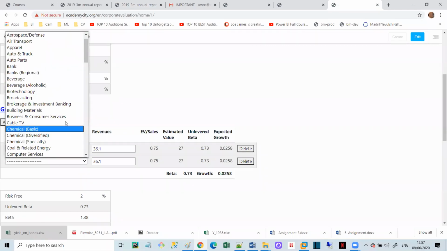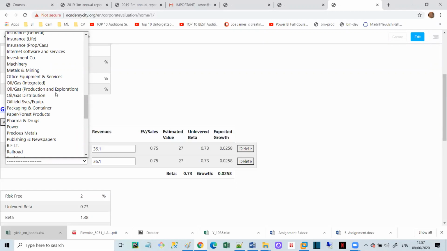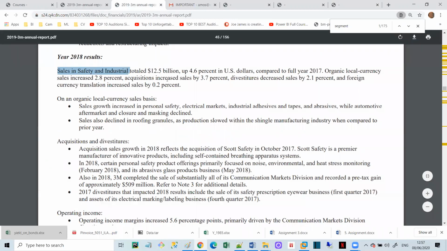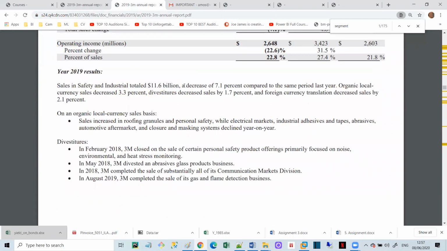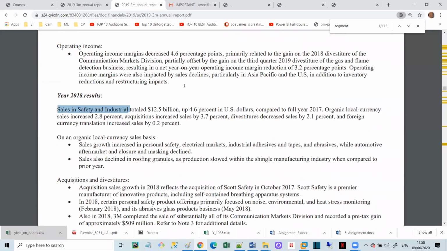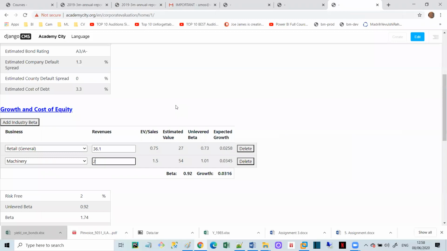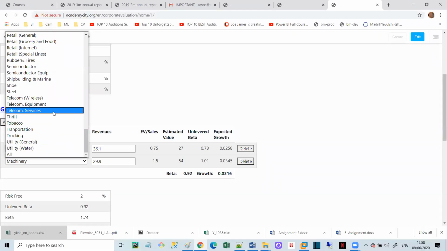For this one, just try to find another industry that is close. I forgot which one I used before. Industrial, well, I think machinery would probably be as close as possible, although it's already reflecting that business. You have to read carefully and then choose the right one. But the key point is you're doing a weighted average, and I will use the percentage they gave me. There's 36.1. The second one is transportation, 29.9. Let me change that to 29.9. Transportation, there should be one. If I'm not wrong, there is transportation.